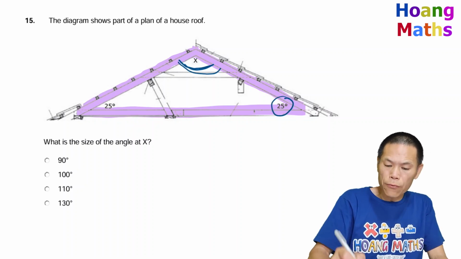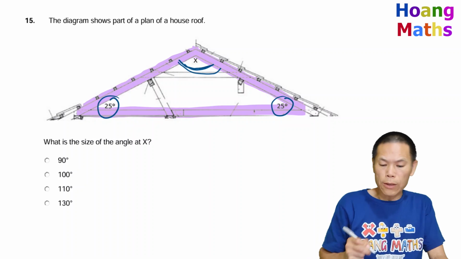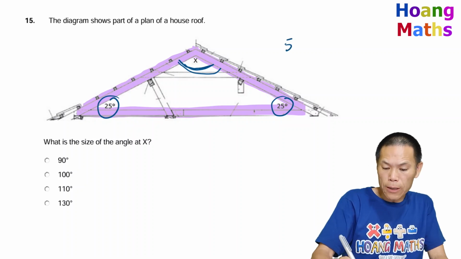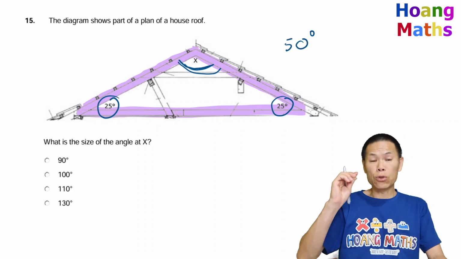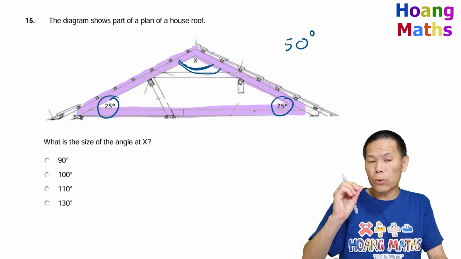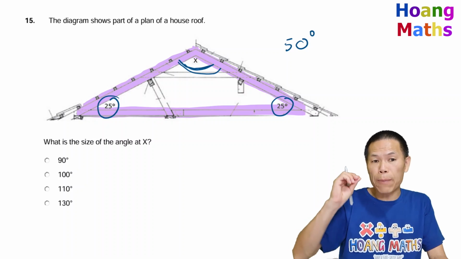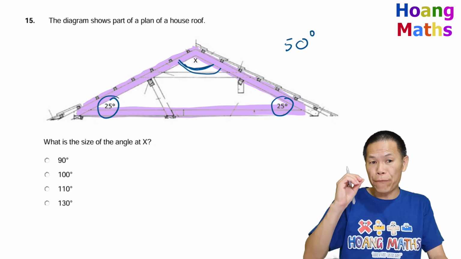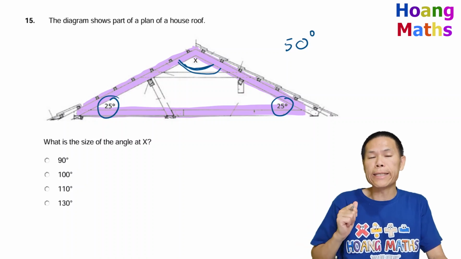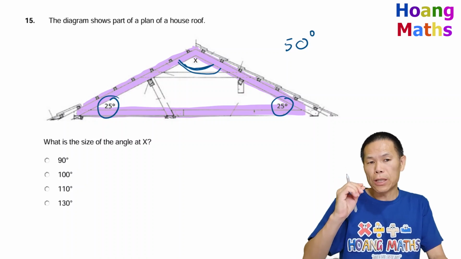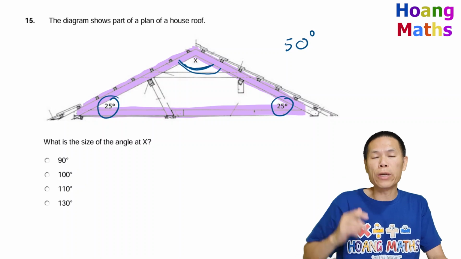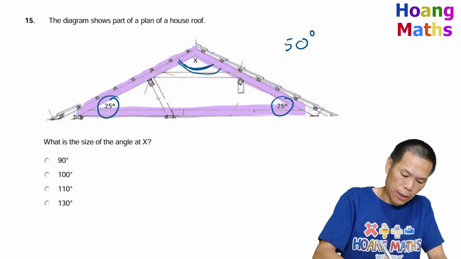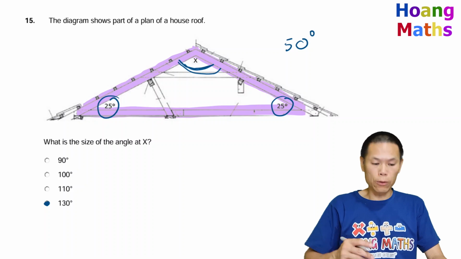So this is 25 degrees. We add 25, it is 50 degrees. And do not forget, in a triangle, all angles add up to 180 degrees. And we already have 50. So 180, we minus 50. So that will give us 130 degrees. So this is the answer. So there you go.